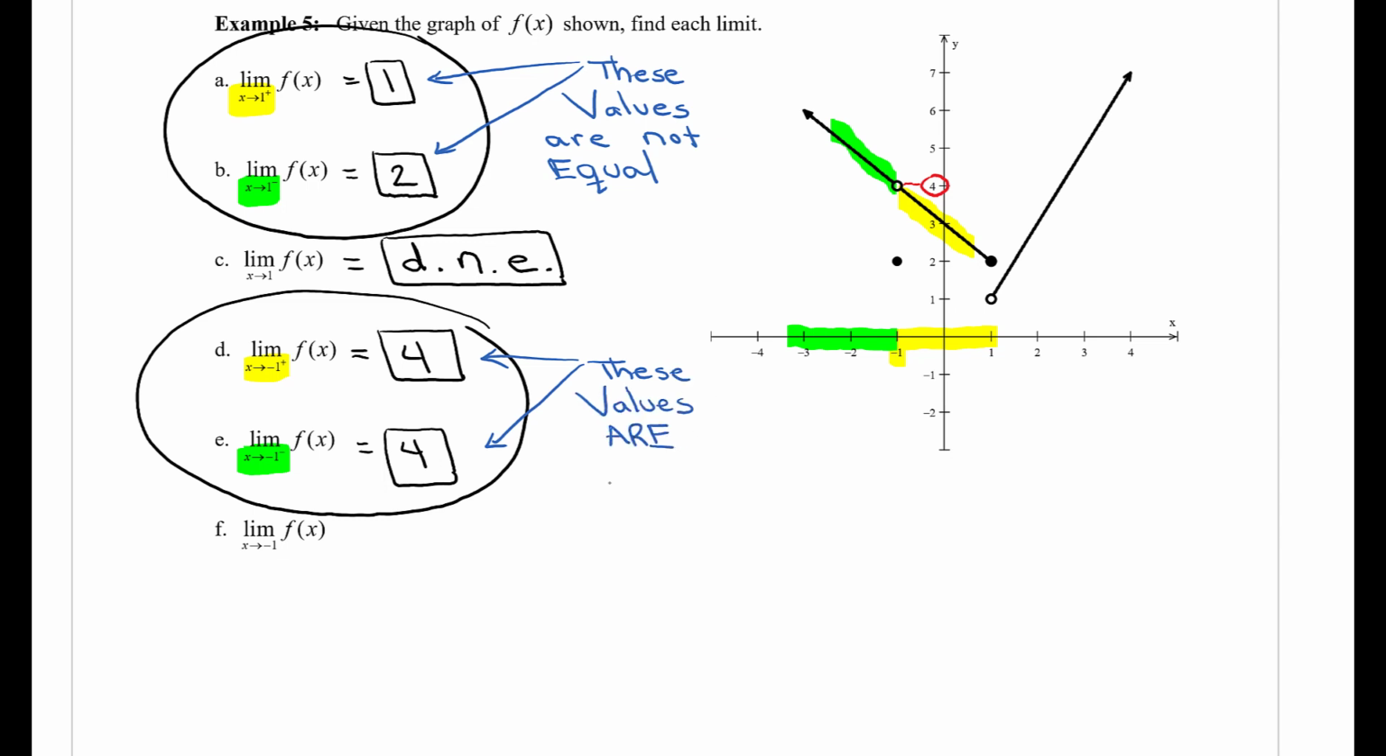Since these values are equal, and the right hand limit is equal to the left hand limit, therefore, the limit does exist. So for part F, the limit as x approaches -1 of f of x is going to be equal to 4, the exact same value of the right hand limit and the left hand limit. So I'm going to go ahead and write that in, and I'm going to box that in.